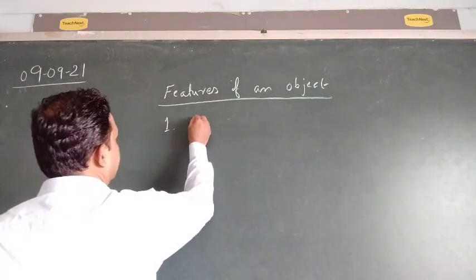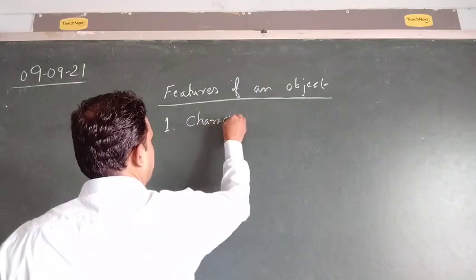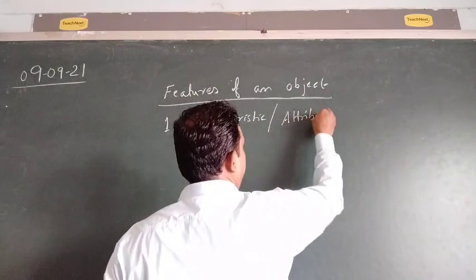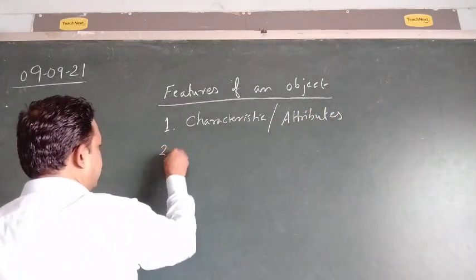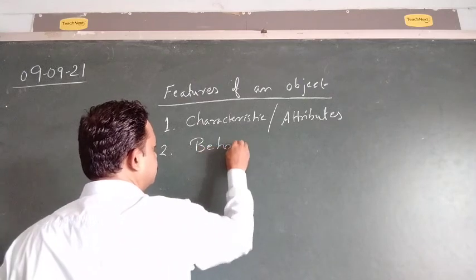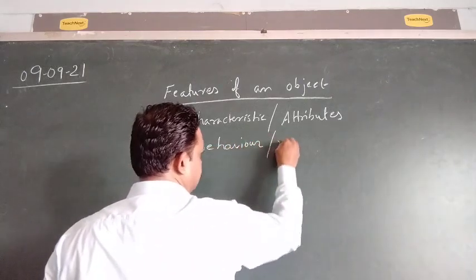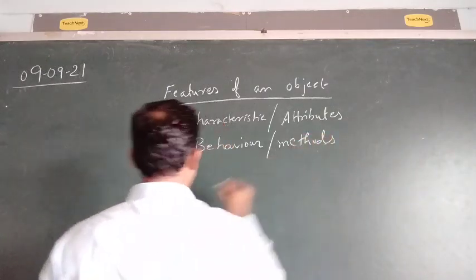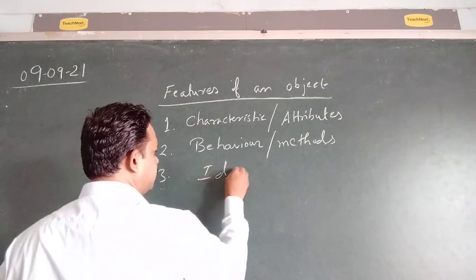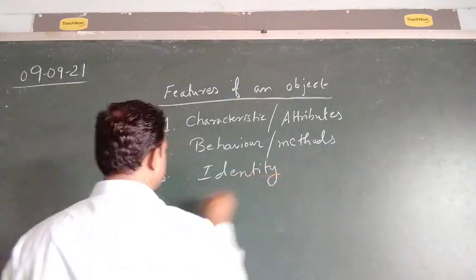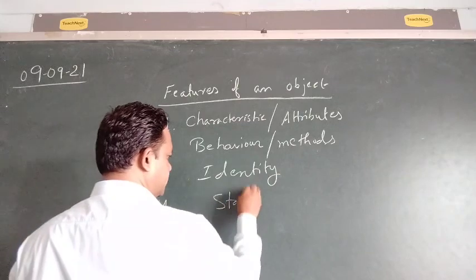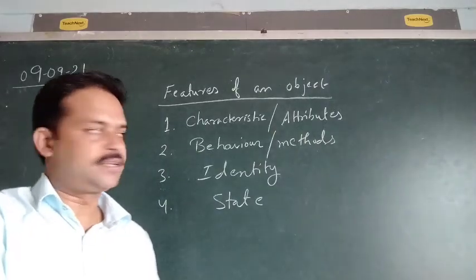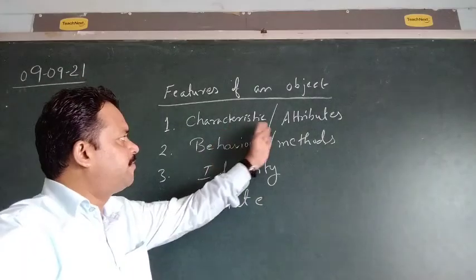Number 1, characteristic, or attributes. Second, behavior, or methods. Third, identity, and the fourth is your state. These are the 4 important features of an object. Let us discuss them one by one. Characteristic, which I have also called attributes.